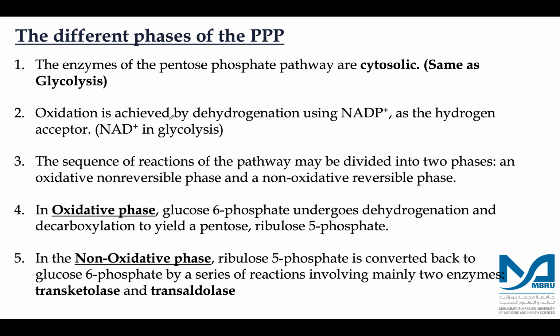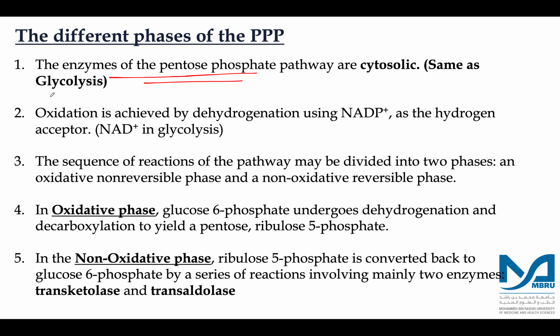So let us now look at the various aspects of the pentose phosphate pathway. The enzymes of the pentose phosphate pathway are cytosolic. So the process, like glycolysis, occurs in the cytosol. Since it's a cytosolic process, that means even the RBCs will be able to carry out the pentose phosphate pathway, or any cell that lacks mitochondria will be able to carry out the pentose phosphate pathway.